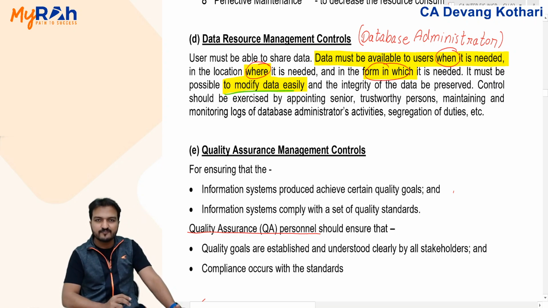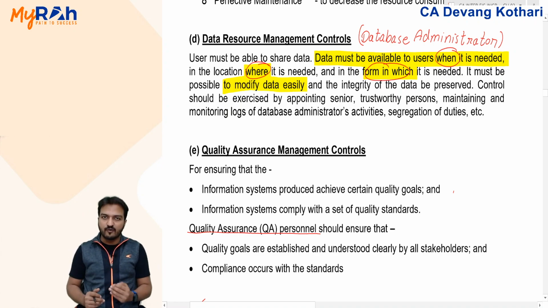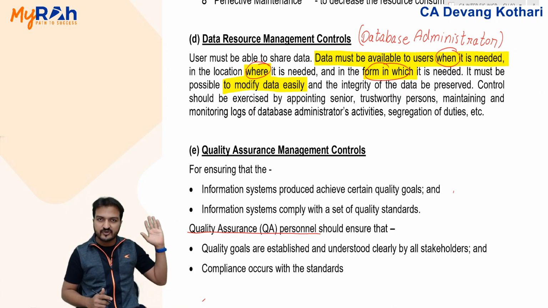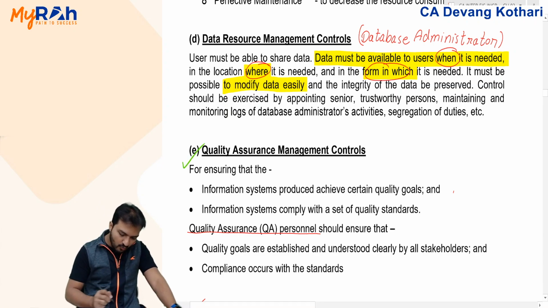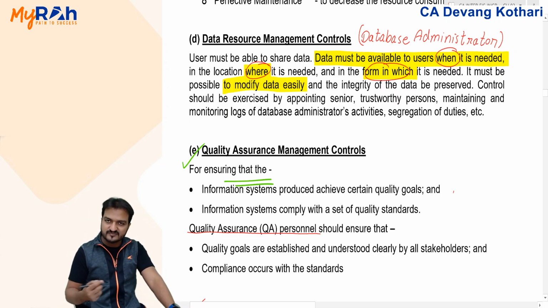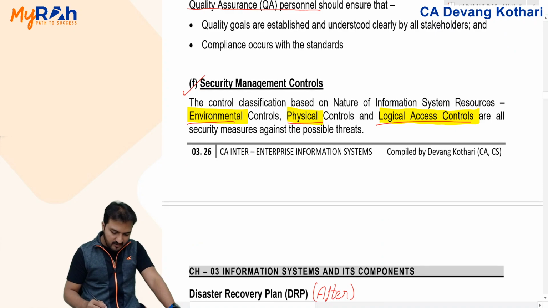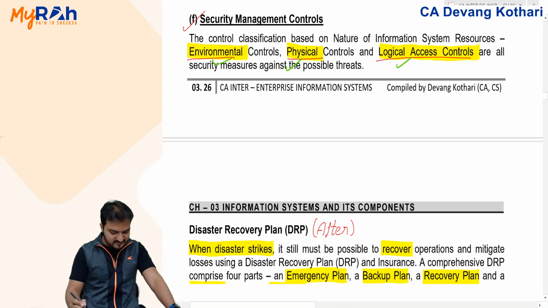In short, whenever any employee of my company does not get the data he wants, whom will he contact? Well, he will contact this guy, the database administrator. He has to ensure that the data is made available to the persons whenever they need. Quality assurance management is to ensure the quality of the systems is maintained. Okay, that you can read. Security management is just like environmental, physical access control, logical access controls and all.